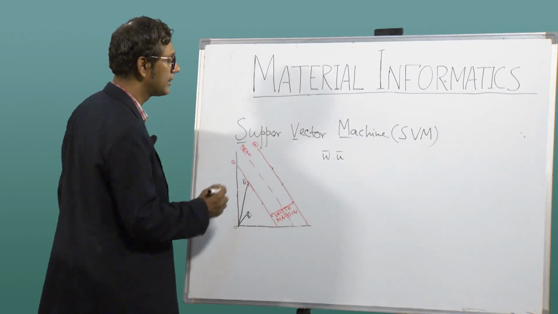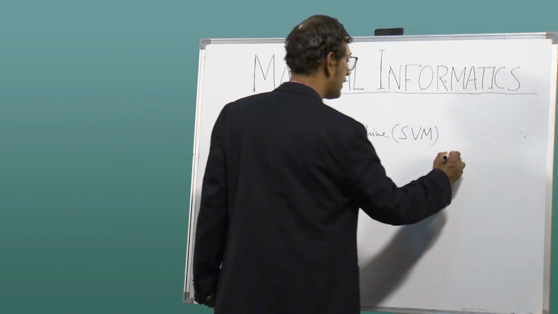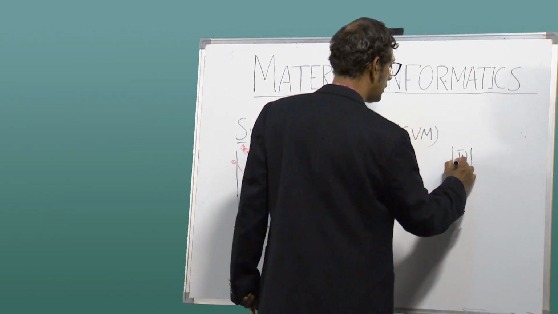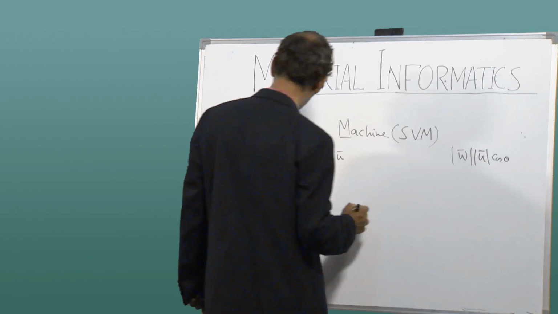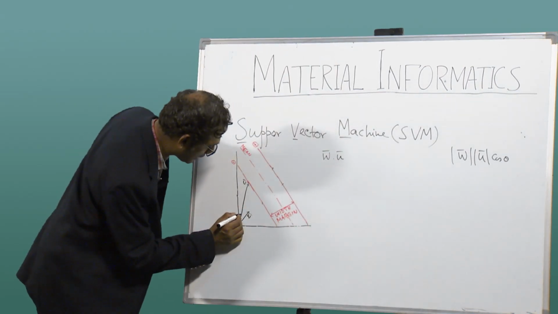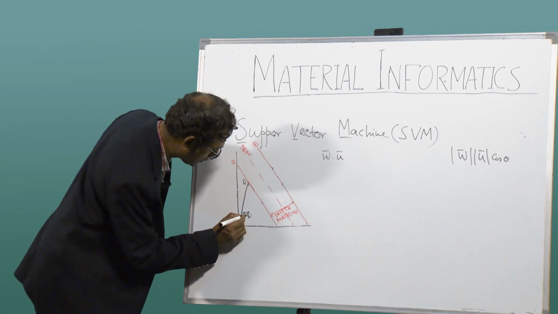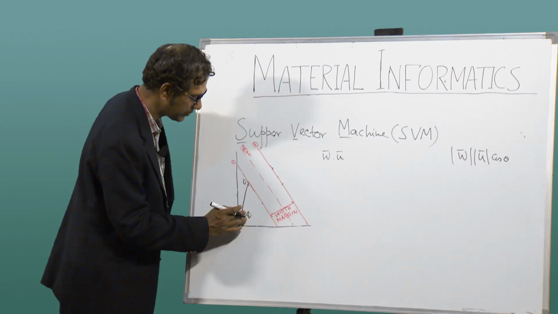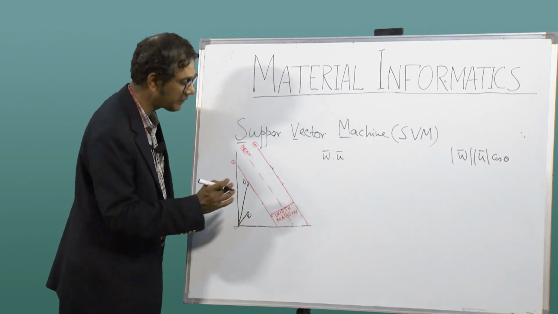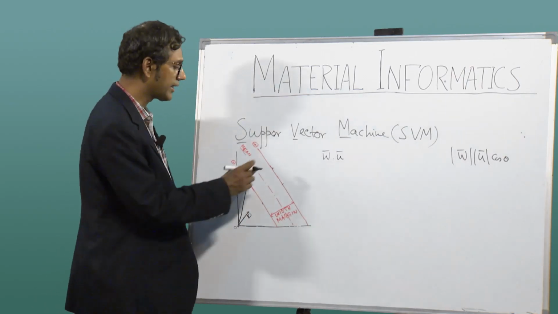So, fundamentally speaking, I can write this as W·U cos theta, and if I mark this angle as theta, I can do that. Forget about all these things, that is what is called vector algebra, let us not do that. So, I can write that.